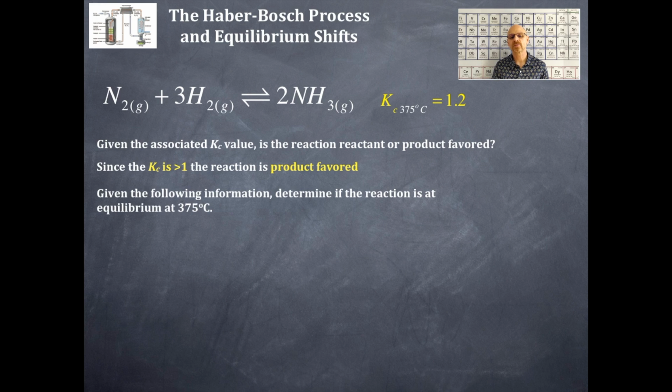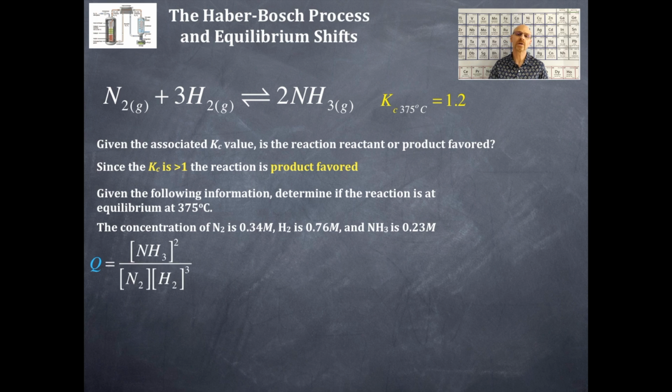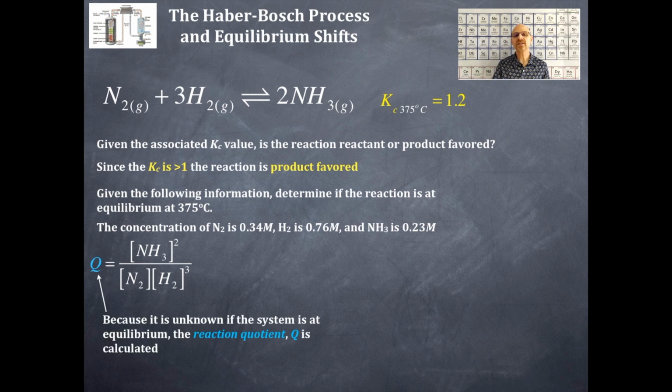Given the following information, determine if the reaction is at equilibrium at 375 degrees Celsius. The concentration of nitrogen here, I'm just giving some random values, is 0.34 molar. The hydrogen is at 0.76 molar, and the ammonia is at 0.23 molar. So remember the Keq expression? That is products over reactants with the stoichiometric coefficients as exponents. We're using that same equation here, but now it's called the Q, because we don't know if the system is at equilibrium or not. This is called the reaction quotient, otherwise known as Q.